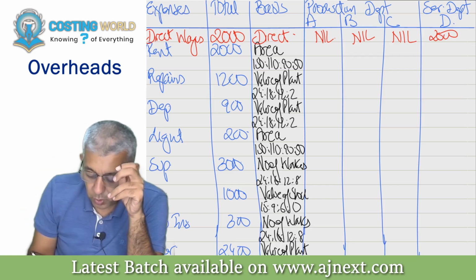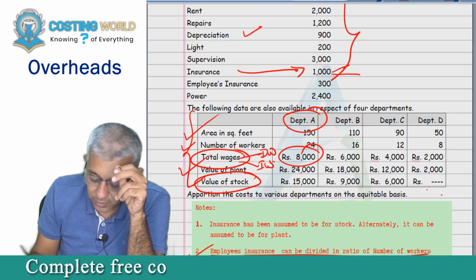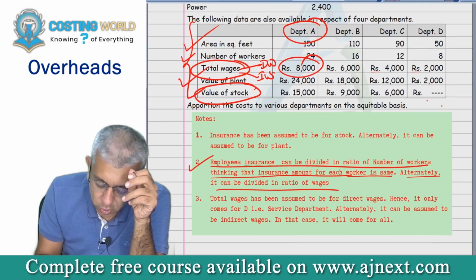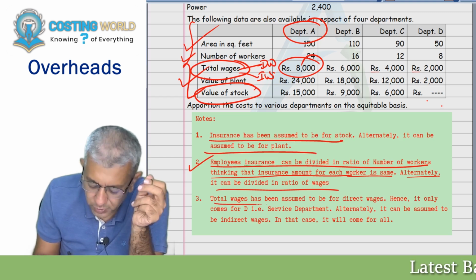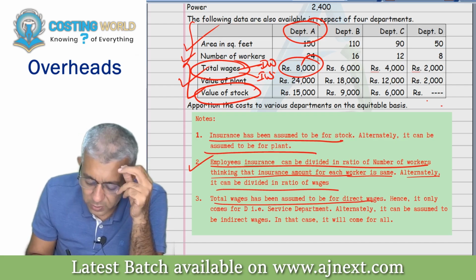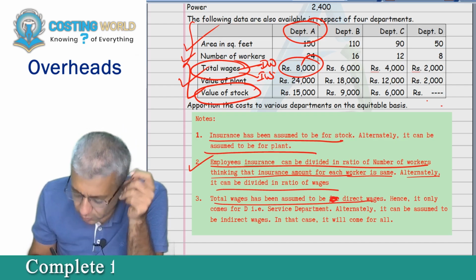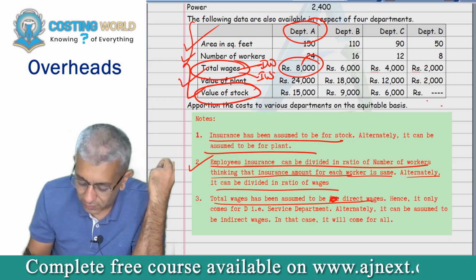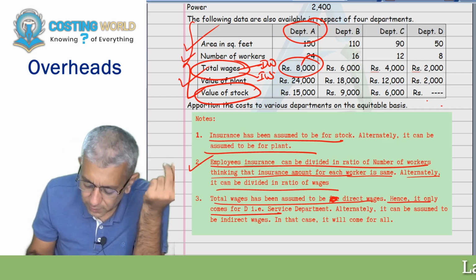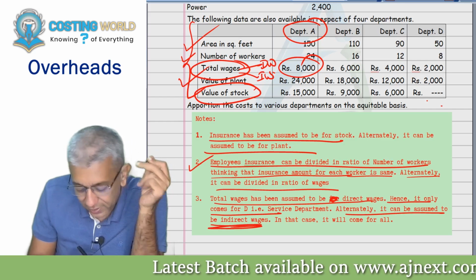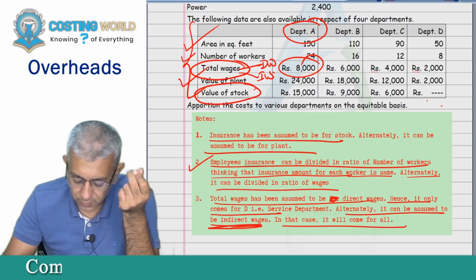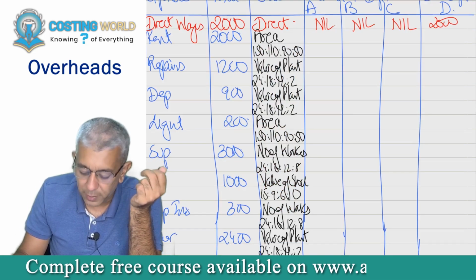Now that is one note that I have given towards the end of the problem. Insurance has been assumed to be for stock. Alternately, it can be assumed to be for plant also. Total wages has been assumed to be direct wages. Hence, it only comes for D, that is service department. Alternately, it can be assumed to be indirect wages also. In that case, it will come for all. That's what I told you all. You all have got 5 minutes. Please finish off the question. Tell me the totals.